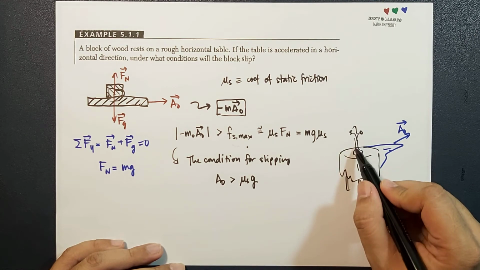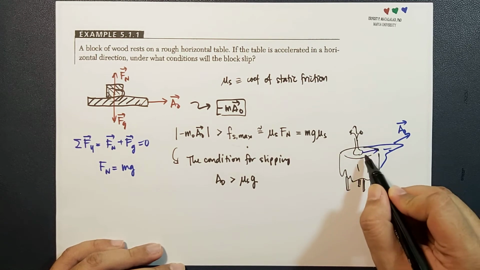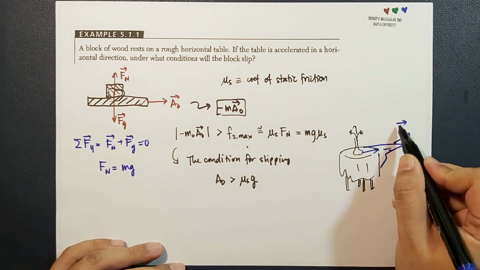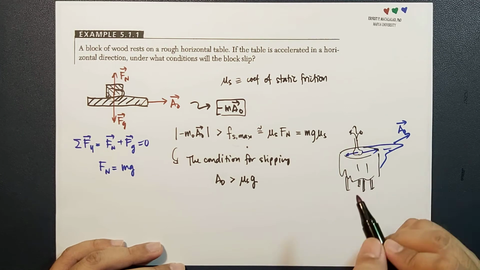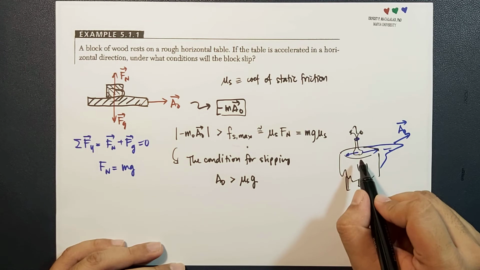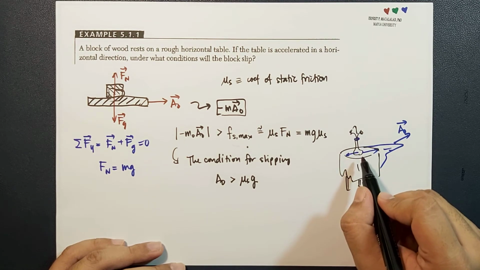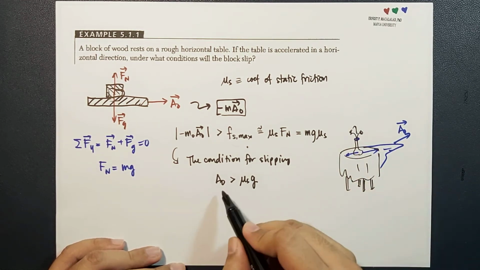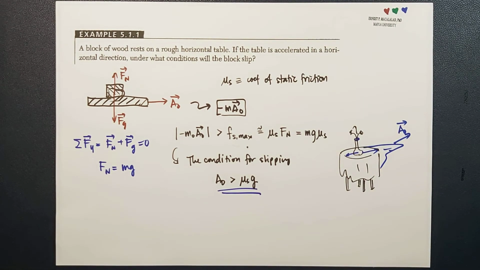When this slips, the tablecloth will move in this direction. So when you say slipping, relative to the tablecloth, the vase will move in the opposite direction. So the net effect is that this vase would remain here if it slips relative to the tablecloth. That's a very simple calculation.